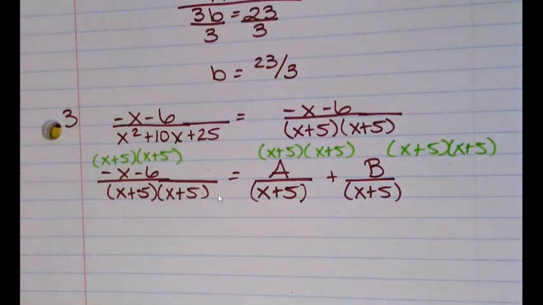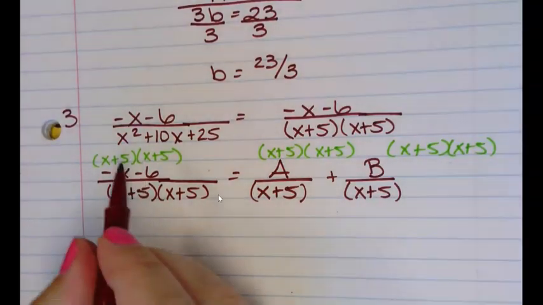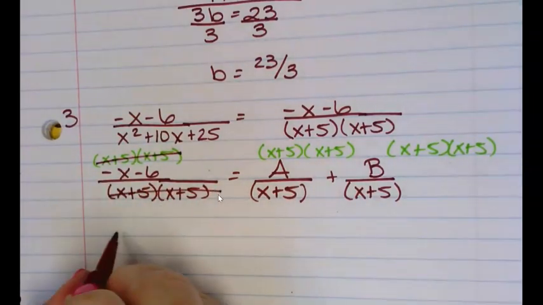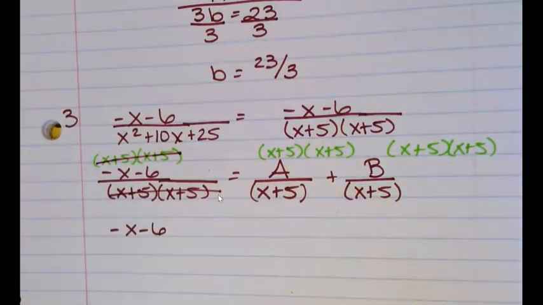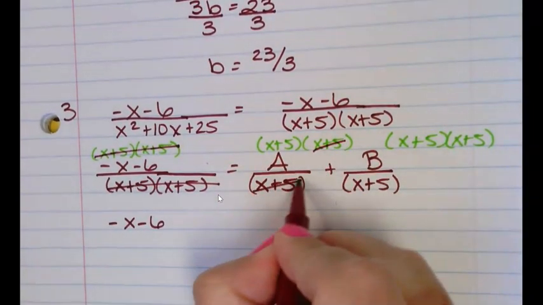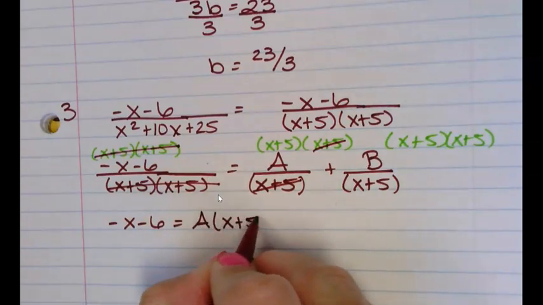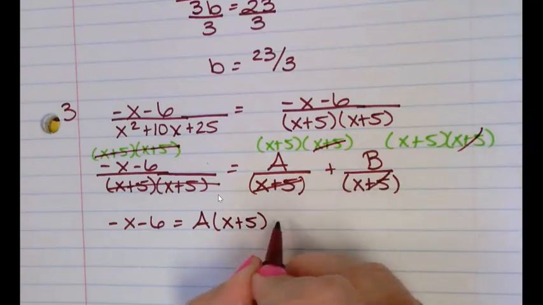Okay. This will be interesting. This cancels and these cancel, so we're left with negative x minus 6. One of the x plus 5s cancel, so we're left with a and x plus 5. And the same thing with b.